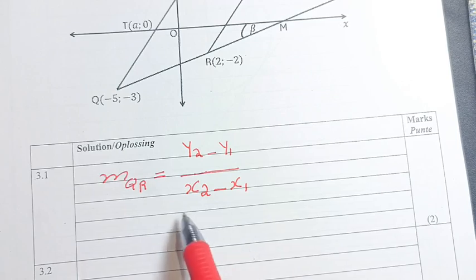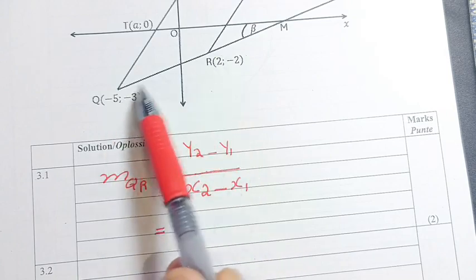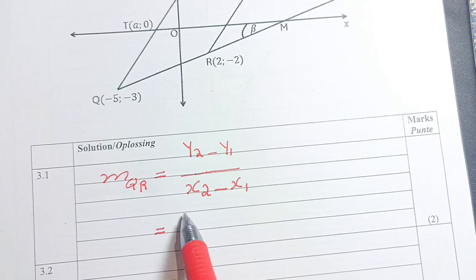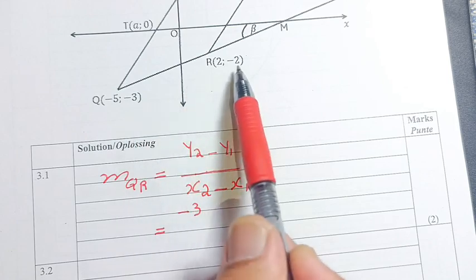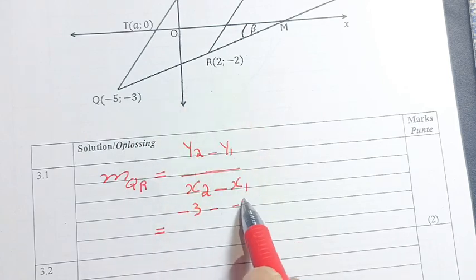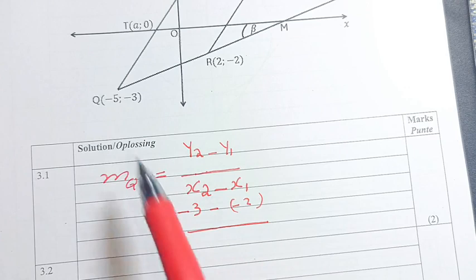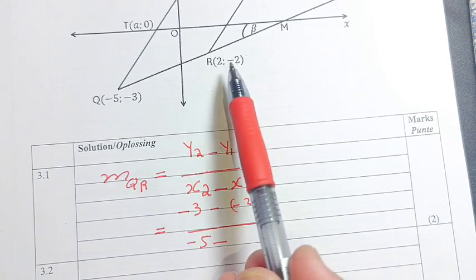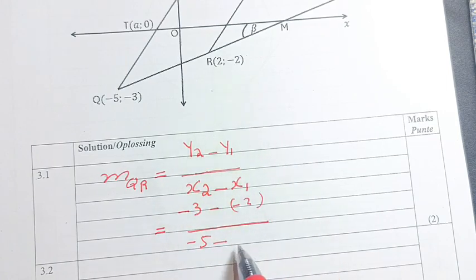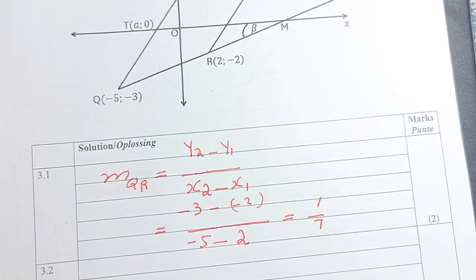Now I'm going to substitute all of these values. This is between Q and R. My y2 is -3 and y1 is -2, over x2 minus x1. So x2 is -5 minus x1, which is -2. I use the calculator, so my answer is going to be equal to 1/7. So this is my first question answer.